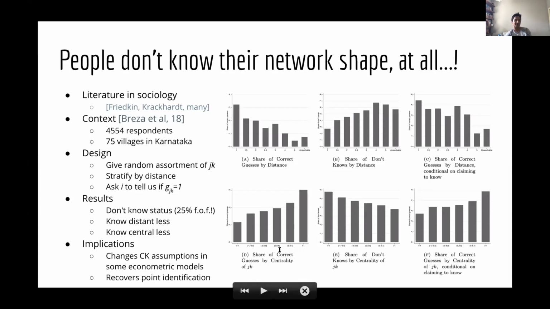So the second set of panels orders this by the centrality of J and K, their average, I think. On the left, it's the lowest centrality. On the right, it's the highest centrality. The y-axis, again, is the share of correct guesses. And as they're more central, he's more likely to claim he knows the answer, more likely to be correct. But still, his overall average isn't great. He's still pretty bad at it, right?